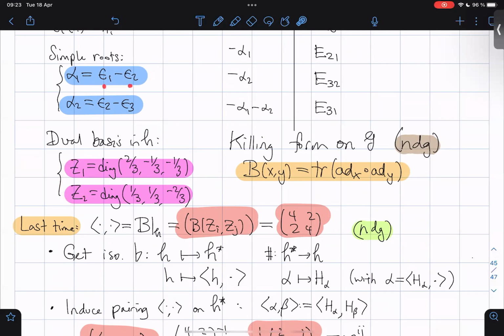Epsilon 1 minus epsilon 2 evaluated on this first one should give 1, while epsilon 1 evaluates to give me this one, so 2/3 minus 1/3. That adds up to 1. If I evaluate this on the second one, these two values are the same, so I get a 0. Similarly, this on this gives you 0, and this on this gives you 1.